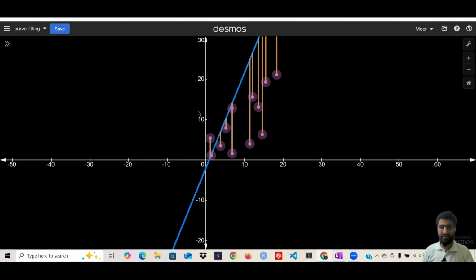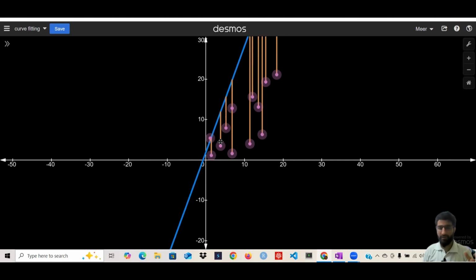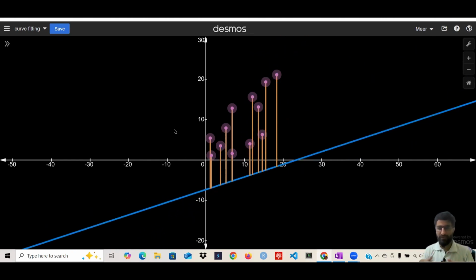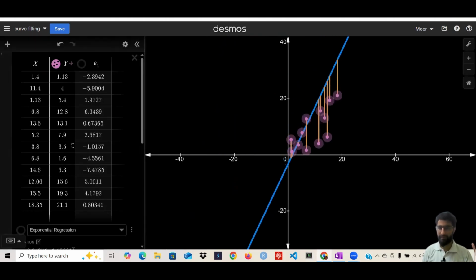For a simpler case, we are trying to fit a line, but the curve may be as complicated as we want, subject to the shape of the data. So how will we tune the parameters of this line which will give the minimum error?